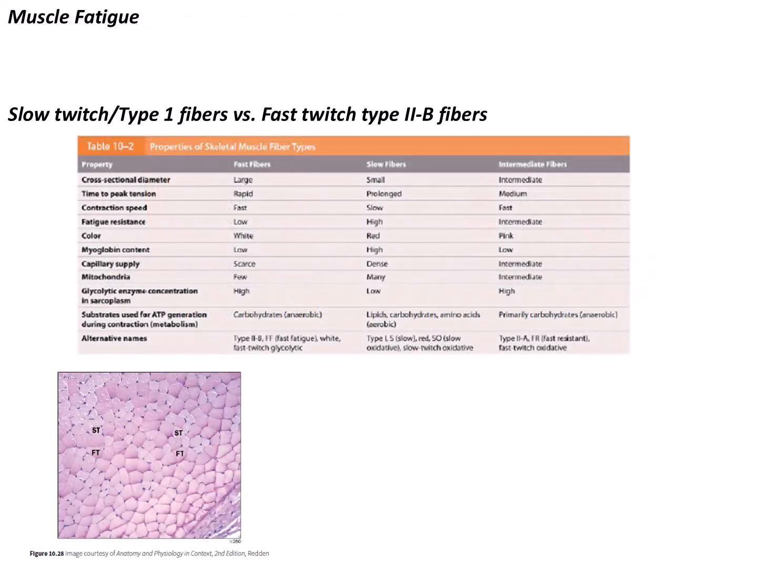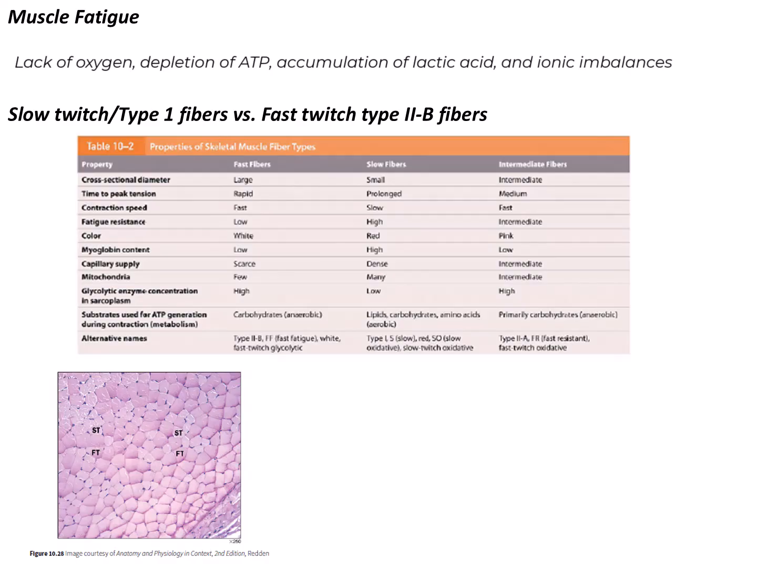Muscle fatigue is caused by many things, but the main things that contribute to muscle fatigue include a lack of oxygen, depletion of ATP stores, accumulation of lactic acid in the tissues, which can affect pH, and ionic imbalances. These are all physiological events that contribute to muscle fatigue. As muscle fatigue sets in, the muscle will lose efficiency in contracting.